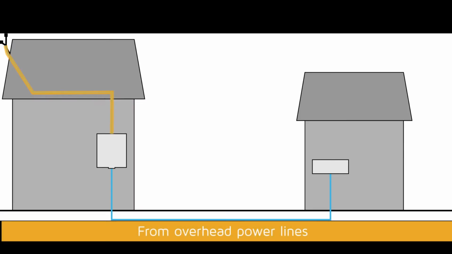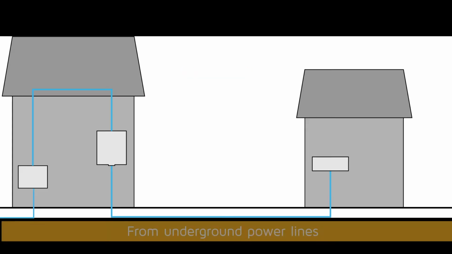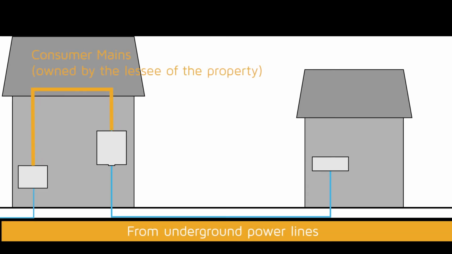At the point of connection or network boundary, the cables continue, generally in a wall or a roof space, and connect to the meter box for the property. This section of cable is known as the consumer mains. This section of cable may also be requested to be upgraded as a result of additional electricity demands due to a new development.